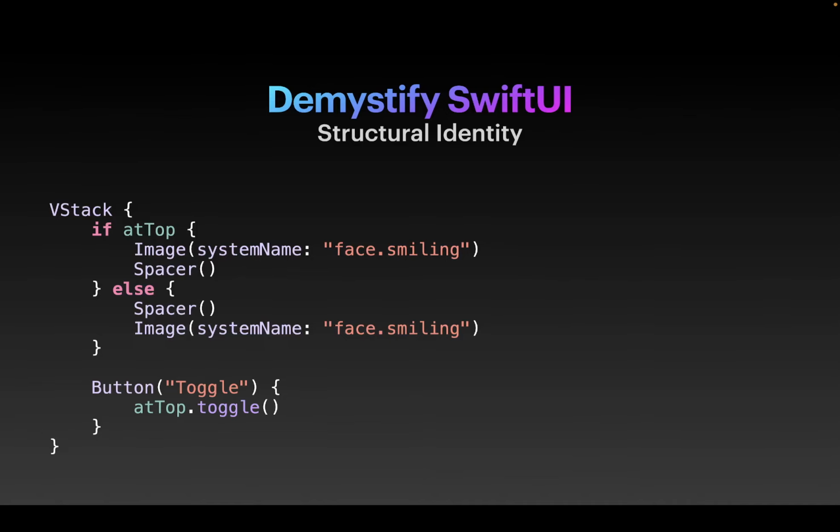Take a look at this. I have a VStack. Let's assume we have an atTop Boolean, and if it's atTop, I put the image with a spacer. If it's not, I put a spacer first and then the image, and I have a button to toggle the atTop variable. So what kind of behavior do we have right now? Anybody? What kind of layout did we achieve by doing this?